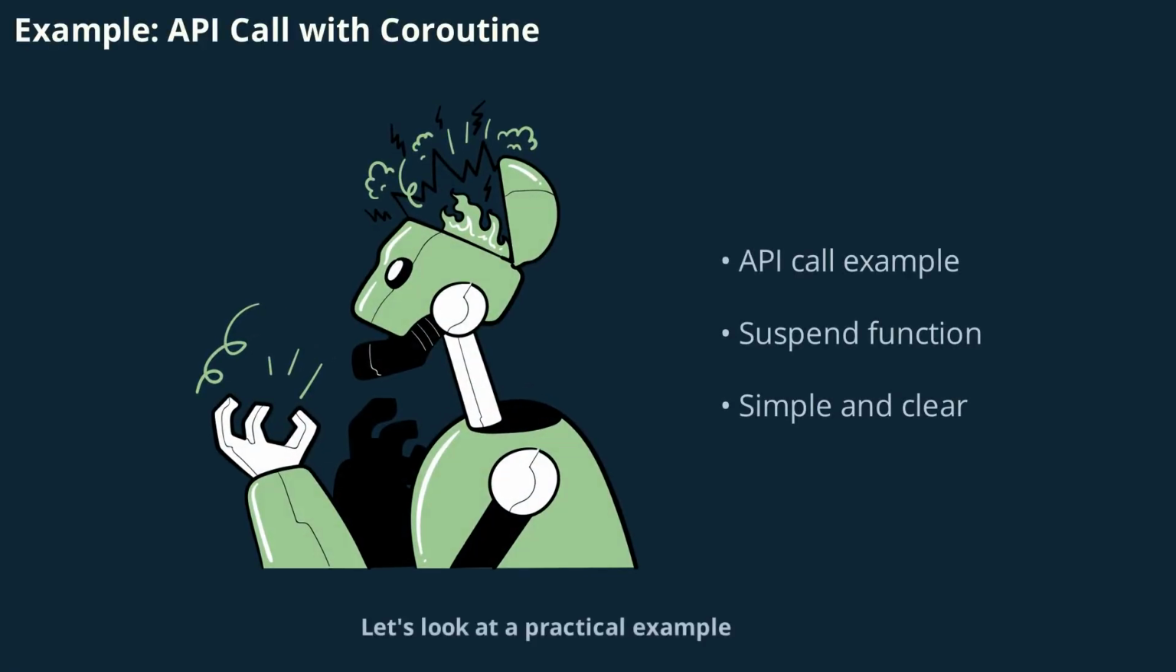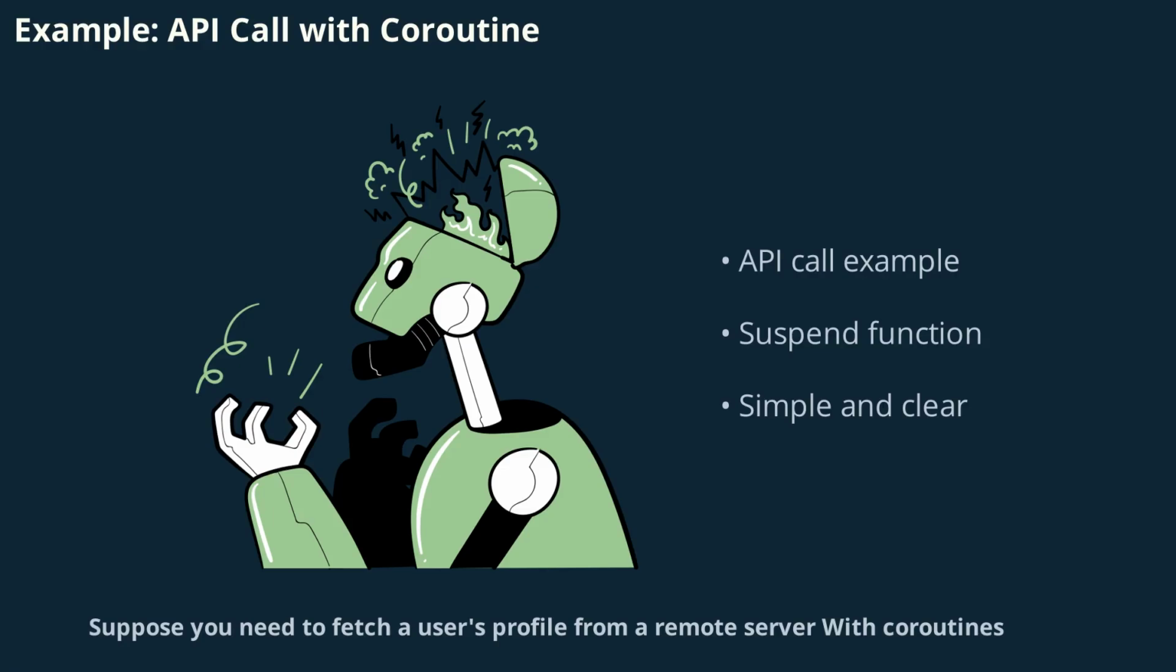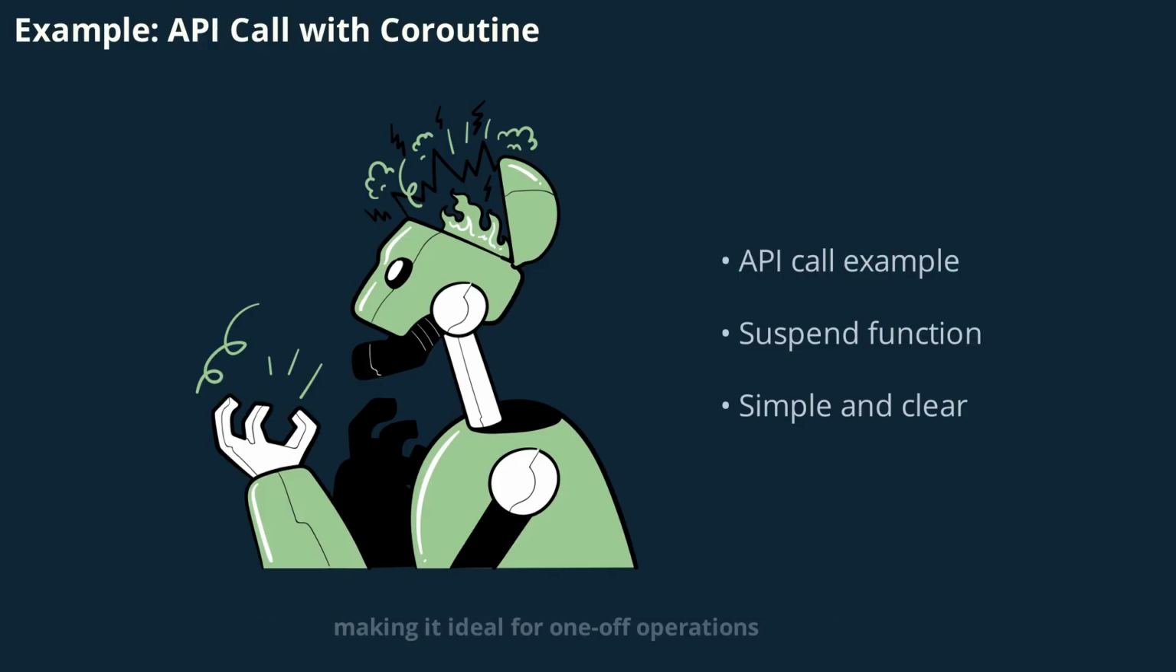Let's look at a practical example. Suppose you need to fetch a user's profile from a remote server. With coroutines, you can write a suspend function that makes the network request and returns the result. The code is straightforward and easy to understand, making it ideal for one-off operations.